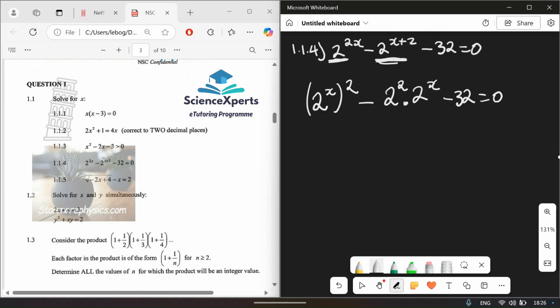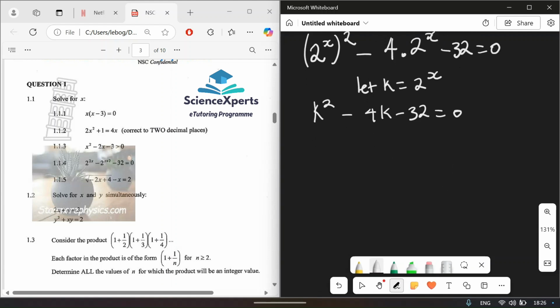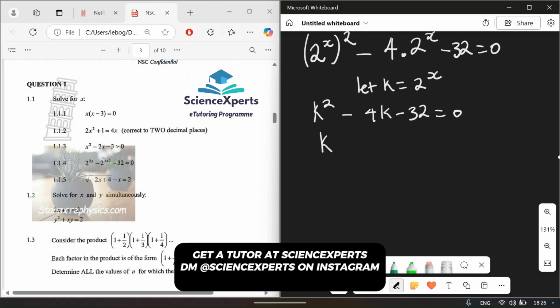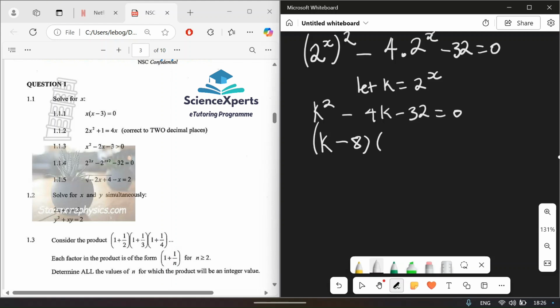So 2 to the power 2, I can change it and write it as 4, right? Then you let k be 2 to the power x. So we're going to have k squared minus 4k minus 32 is equal to 0. Can you see that this is a quadratic equation that we created here? So we then solve for k. I'm going to factorize it. You also have an option here, the quadratic formula. It's k minus 8 into k plus 4 is equal to 0. So k is equal to 8 or k is equal to -4.